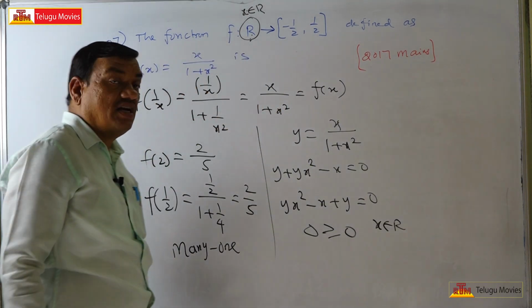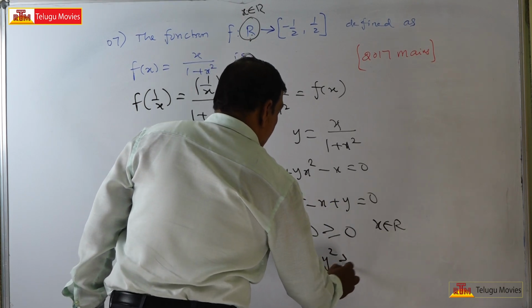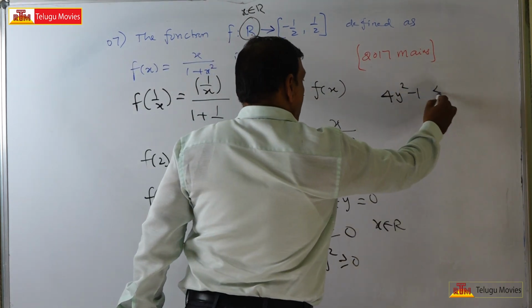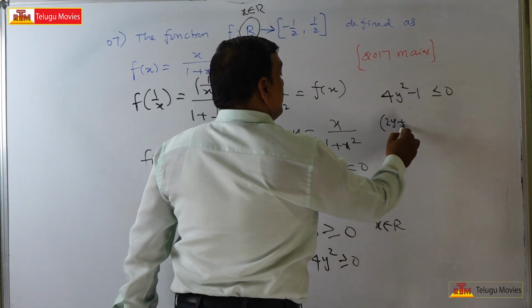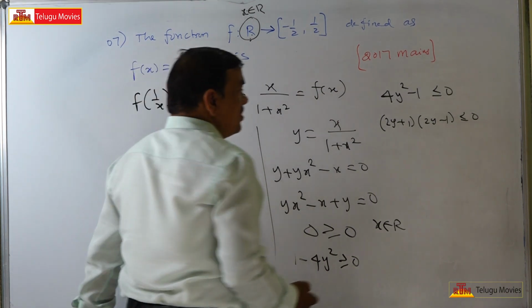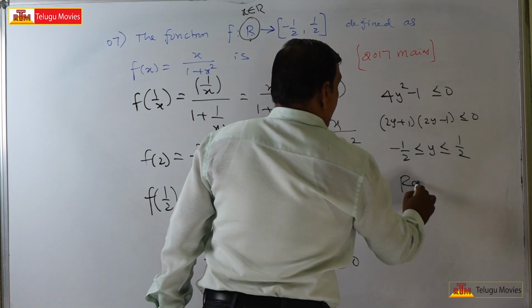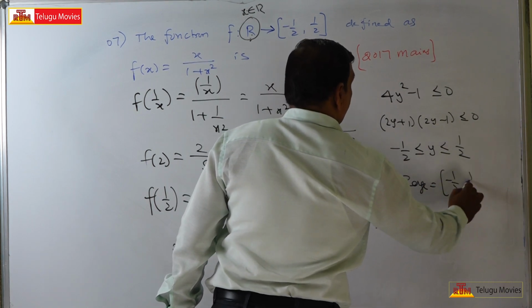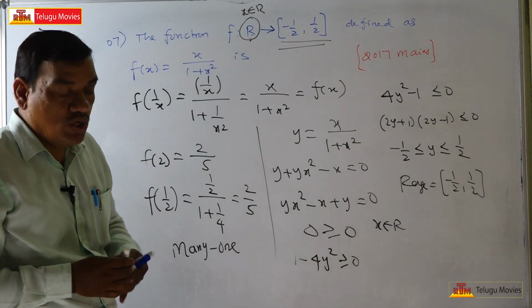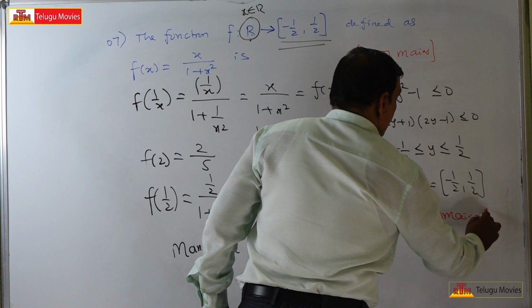So what is the delta? Delta means b square minus 4ac. B square means 1, minus 4y square, greater than or equal to 0. That means 4y square minus 1 less than or equal to 0. So this is (2y plus 1)(2y minus 1) less than or equal to 0. From this we can say clearly, minus 1 by 2 less than or equal to y less than or equal to plus 1 by 2. So what is your range? Minus 1 by 2 to 1 by 2. What is your codomain? Minus 1 by 2 to 1 by 2. Both are closed. So codomain is equal to range.